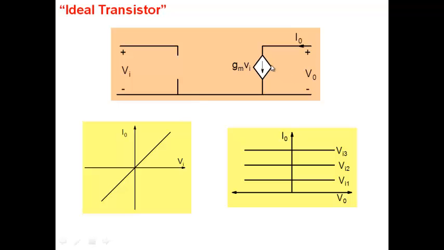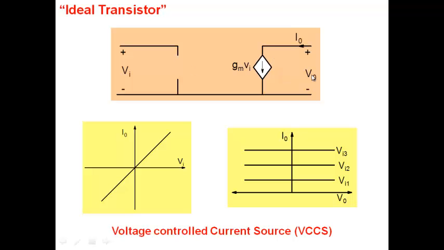So these are the elements that you see here. I0 is linearly related to Vi. I0 just depends on Vi, the input voltage, and does not depend on the output voltage at all. And there is no input current. So if we take an element like this, what you can see is that I'm calling an ideal transistor nothing but a voltage-controlled current source.